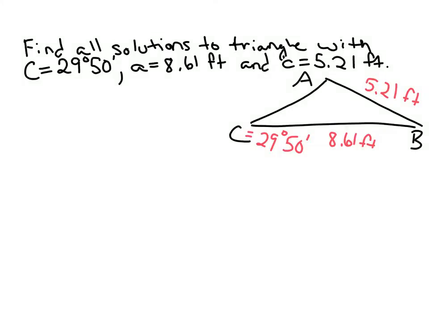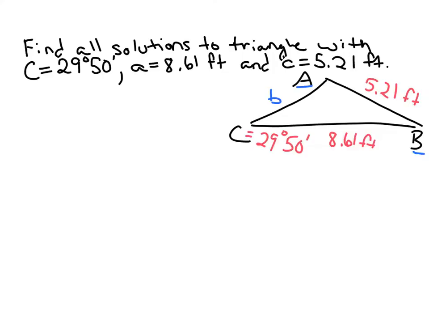Here's an example where you're asked to find all solutions to a triangle with certain specifications. Angle C is said to measure 29 degrees 50 minutes, and then we have the lengths of sides A and C. I went ahead and drew a triangle with those measurements, and now we want to find the missing pieces. What we need to find is angle A, angle B, and side B. Those will be the missing three parts.